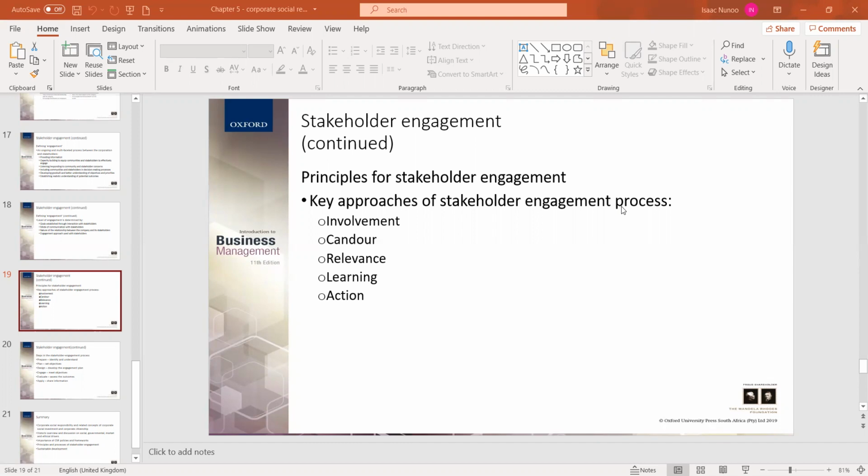Another feature is candor. Here we are saying that your approach or interaction should be broad and comprehensive. We should make sure that you consider every issue. Don't just limit yourself to a particular issue that you feel you need to address. Once you're engaging with all stakeholders, you make sure you are comprehensive, because that is where trust is built. They know that every issue or concern raised, you are going to take a candid view of.